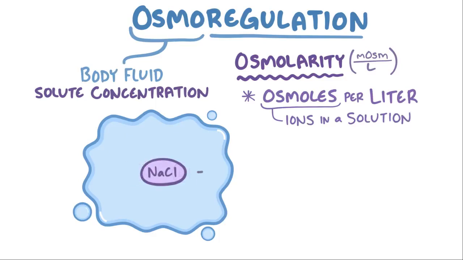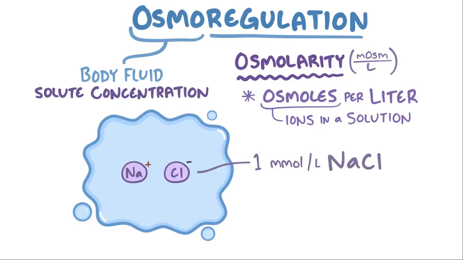For example, a solution of 1 millimole per liter of a salt like sodium chloride, which can split apart in water to become a sodium ion and a chloride ion, will have both those ions contribute to the osmolarity. So 1 millimole per liter of sodium chloride is 2 milliosmoles per liter.